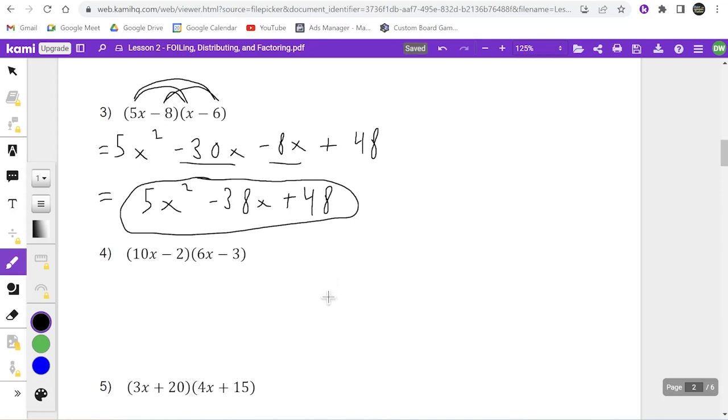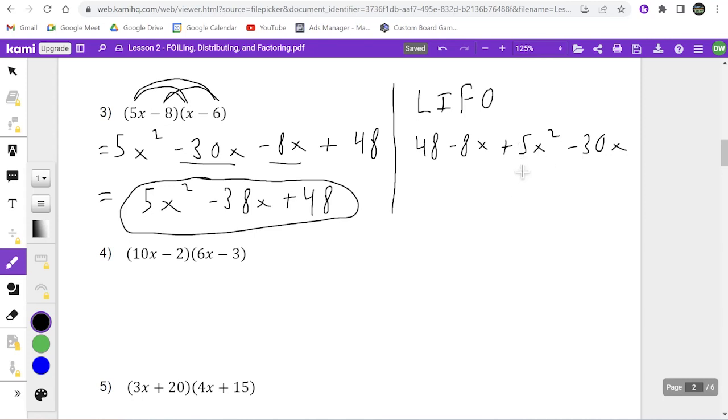Now, one thing you may be wondering, does the order actually matter? Like, what if I do LIFO? In other words, last, inner, first, outer. Does the order matter if I do a random order? LIFO doesn't actually mean anything, by the way. I'm just making up an example. But last is positive 48. Inner was the minus 8x. First was the plus 5x squared. And the outer is 5x times negative 6, so negative 30x.